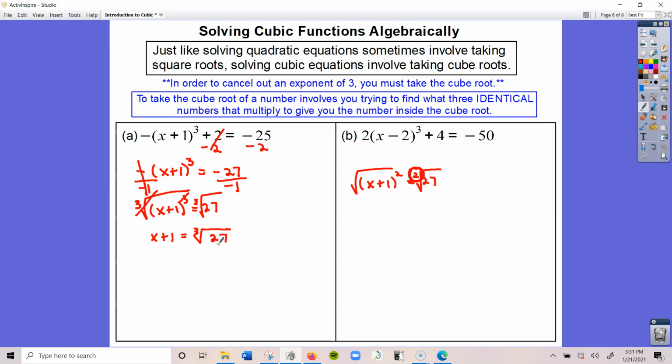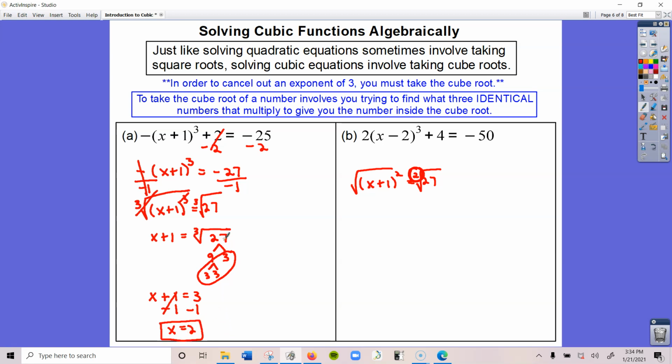So we break this number down just like we do with square roots. The 2 numbers that multiply to give you 27 are 9 and 3. 9 can be further broken down to 3 and 3. So here are my 3 identical numbers with nothing left over. So the cube root of 27 is 3. So far my equation is x plus 1 is equal to 3. So now, of course, your final step is to subtract the 1. So x would equal 2.